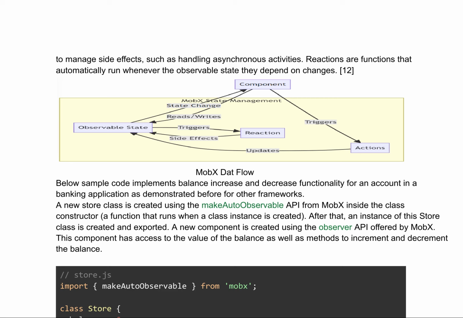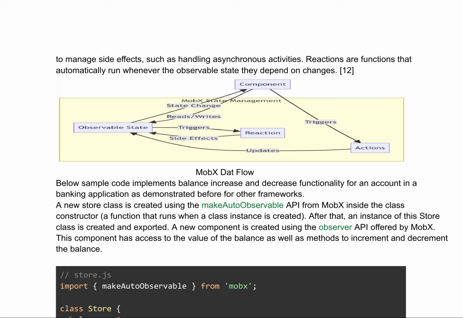In the realm of reactive systems, managing side effects is paramount, particularly when dealing with asynchronous activities. To tackle this challenge, the concept of reactions emerges as a solution. These are functions that automatically execute whenever the observable state they depend on undergoes a change. An example implementation using Mobex, a widely used reactive state management library, is presented.